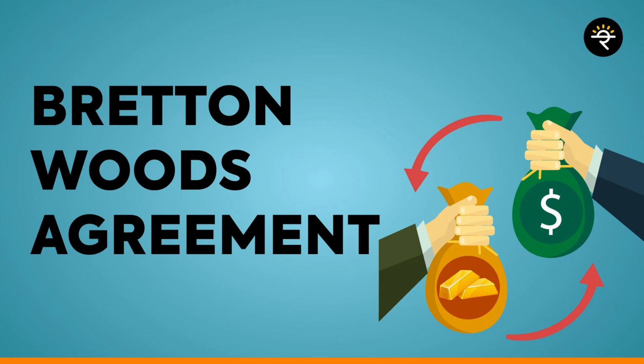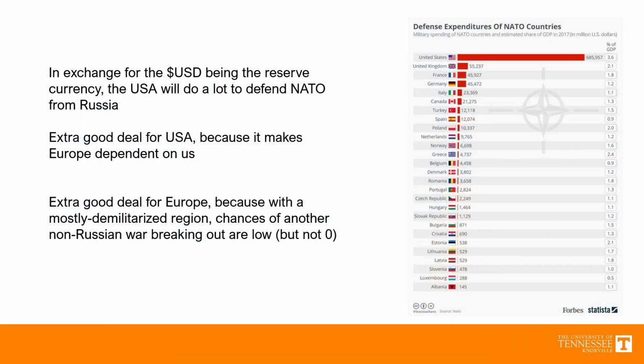But the Bretton Woods Agreement is this idea that the United States is going to have the United States dollar be the reserve currency, and in return, it's going to defend NATO from Russia. So extra good deal for the USA because it makes Europe dependent on us. Extra good deal for Europe because with the mostly demilitarized region, chances of another non-Russian war breaking out are low. That just means that the United States gets to have this big boost to its economy because the dollar is the reserve currency, as we talked about.